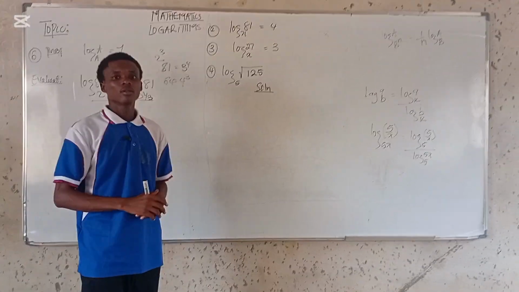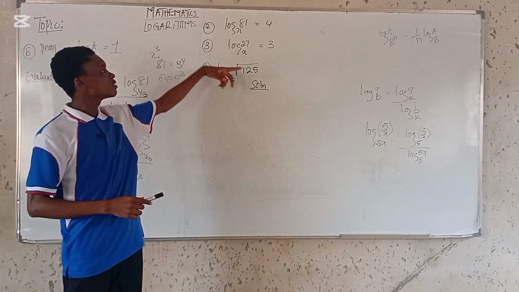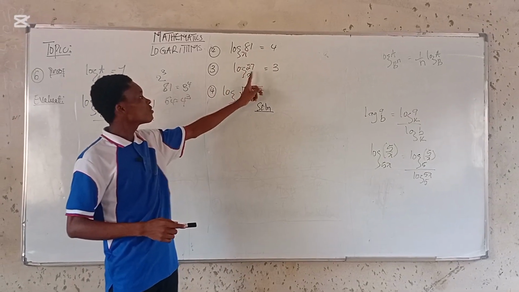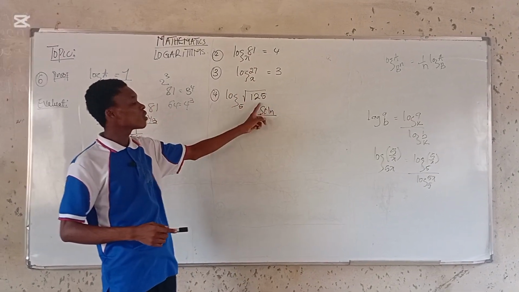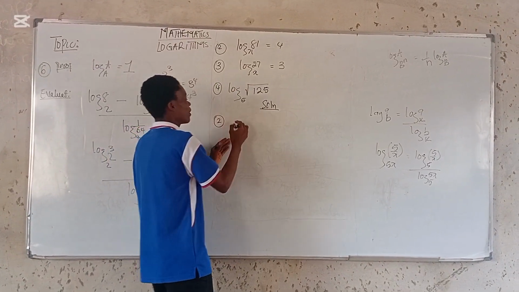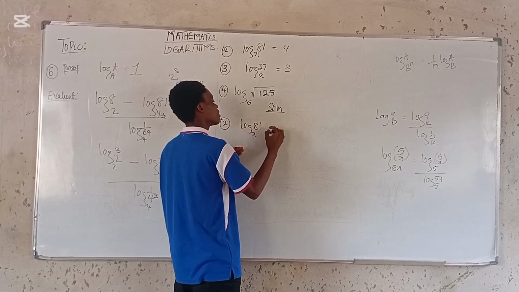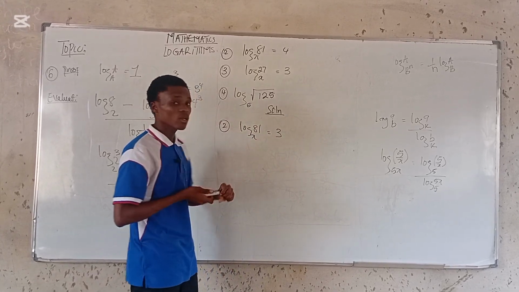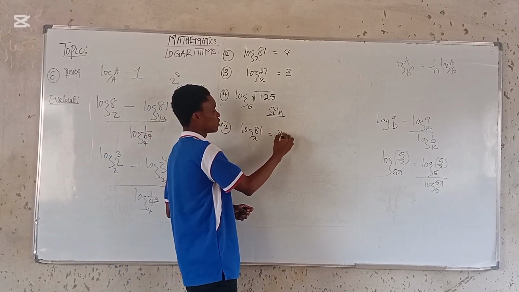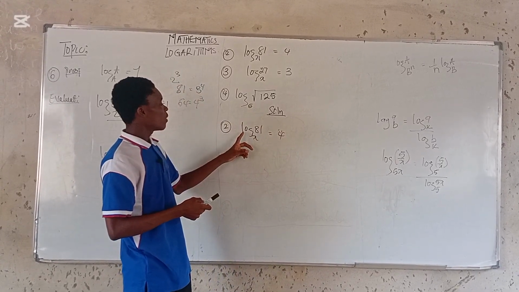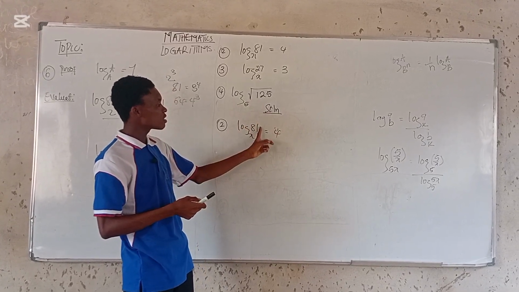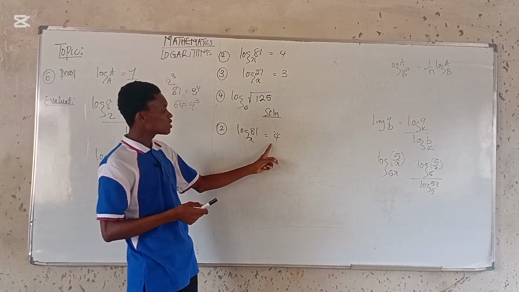Okay, we are asked to evaluate this. Log 81 base x equals 4, log 27 base x equals 3, log the square root of 125 base 5. Now let's start from the first one. We have log 81 base x equals 4. Let's obey the law of logarithm. A log of a certain number to a certain base is the power to which the base must be raised to obtain that number.